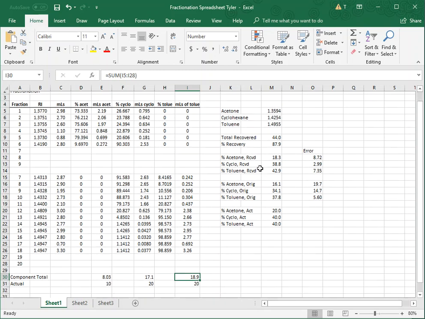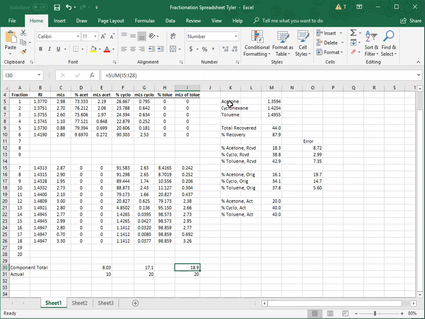So over here to the right-hand side, this is where I've put the refractive indexes for each one of the pures because we need that for the calculation. So I'll just go ahead and enter it into the spreadsheet over to the side. The total recovered, this is how many milliliters altogether that you have collected from the fractionation. So this is 8.03 plus 17.1 plus 18.9, and that goes there for total recovered.